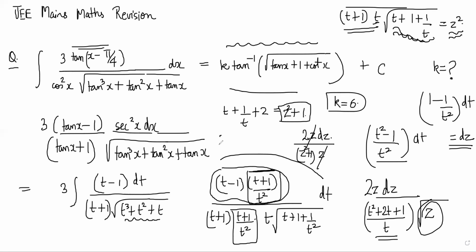And you get 2 tan inverse z, right? And 2 into 3 becomes 6 tan inverse z. And t plus 1 by t becomes this. Correct? Yes. In the exam, it's fine to differentiate. So the second one.